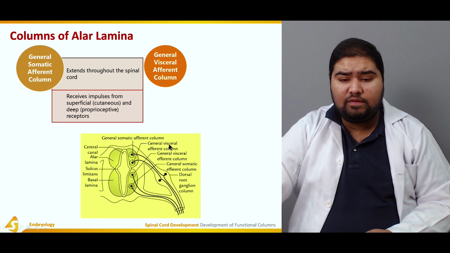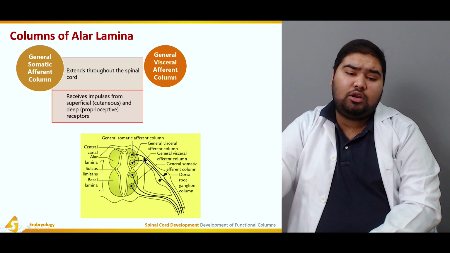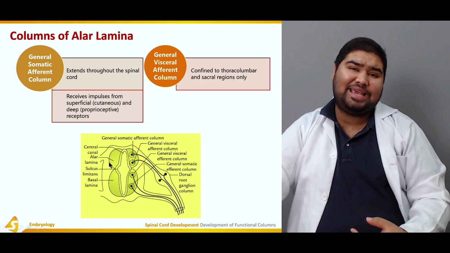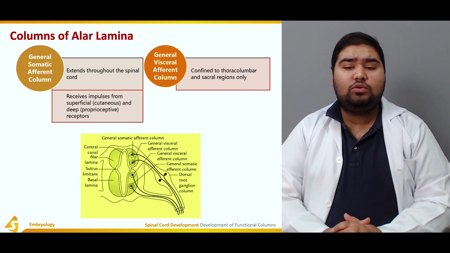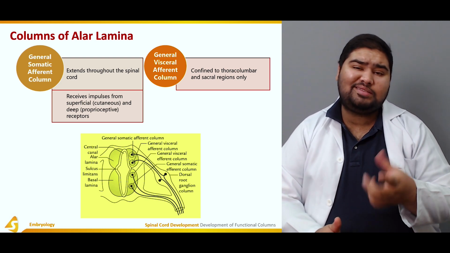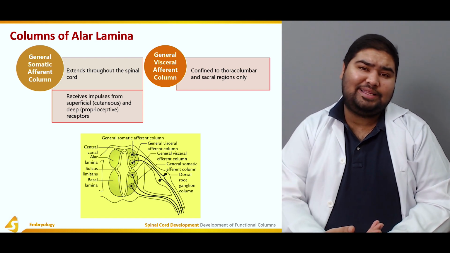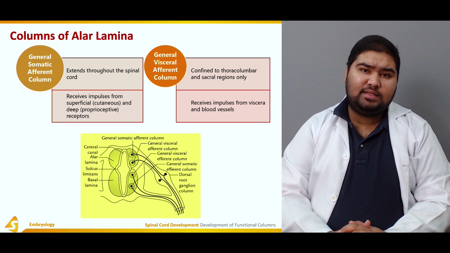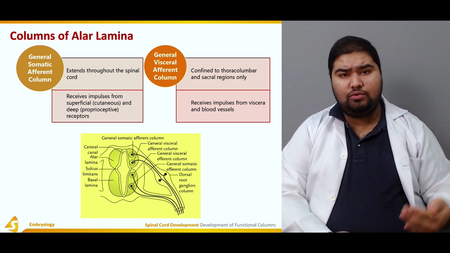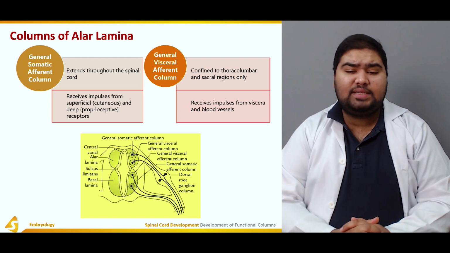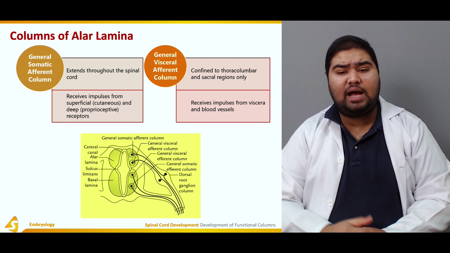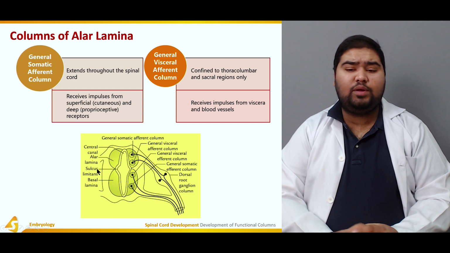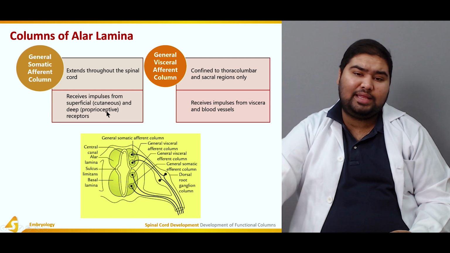Now this is the general visceral afferent column. Here you can see the general visceral afferent column is also a part of the alar lamina of the dorsal plate. It is confined to the thoracolumbar and the sacral regions only, that is the regions of the organs. Since it has visceral in its name, it is limited to the area where viscera are present. These are the thoracolumbar region and the sacral region. It receives impulses from viscera and blood vessels. So the general somatic afferent column is present throughout and receives innervation from skin and deep proprioceptor receptors. And the general visceral afferent column is present in the thoracolumbar and the sacral region, and it receives impulses from the viscera and the blood vessels.